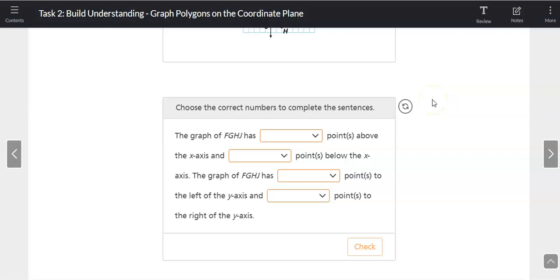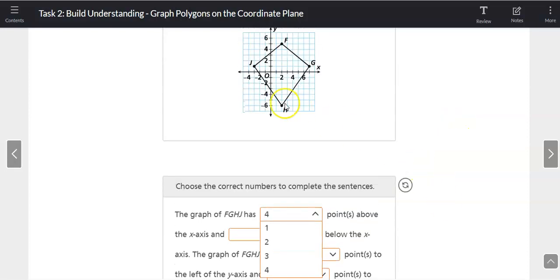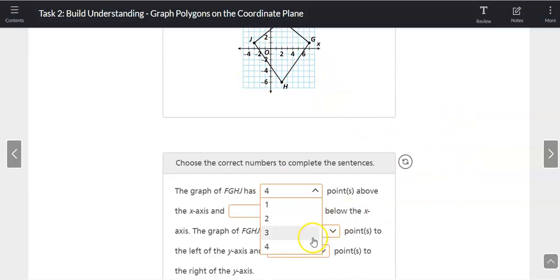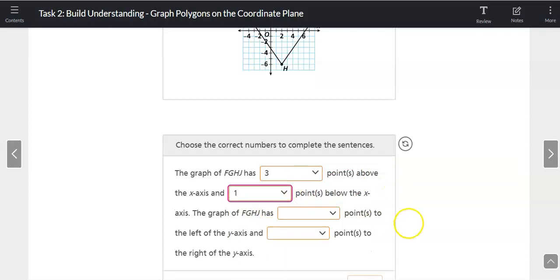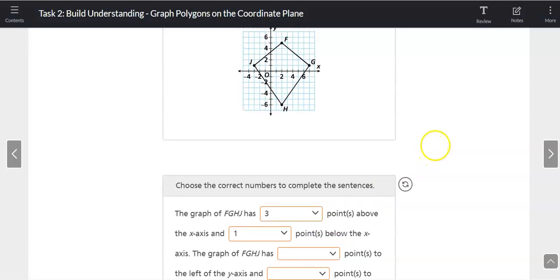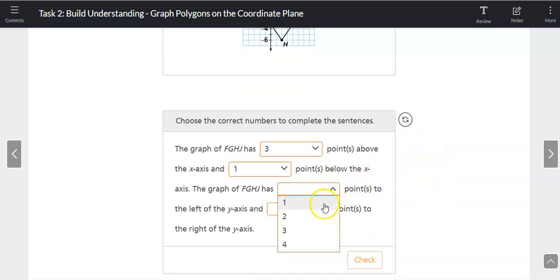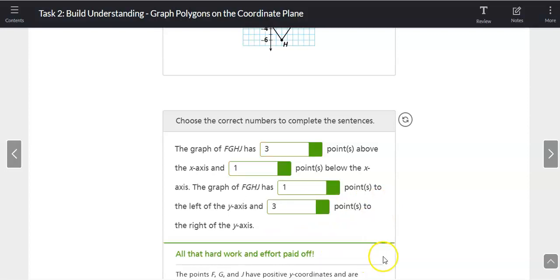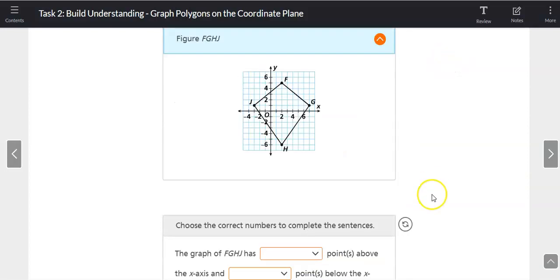So let's answer some questions about it. The graph FGHJ has... Oh, sorry. Not 4 points. It says blank points above the x-axis. So we look right here, above the x-axis, we have 3 points. And blank below, that's 1. To the left, we have 1. To the right, we have 3. Right there. And I'm going to go ahead and refresh up here.